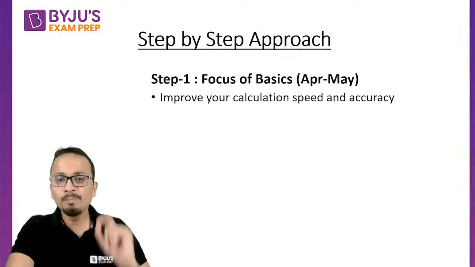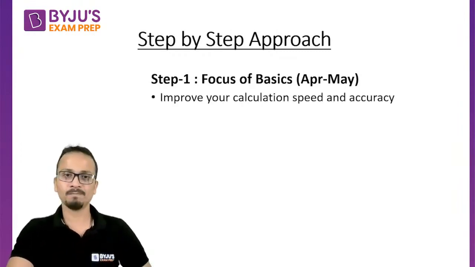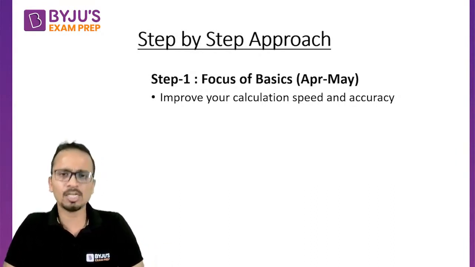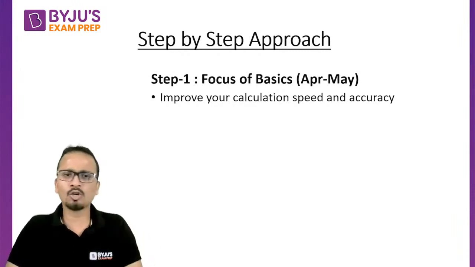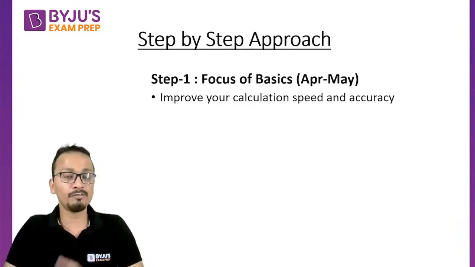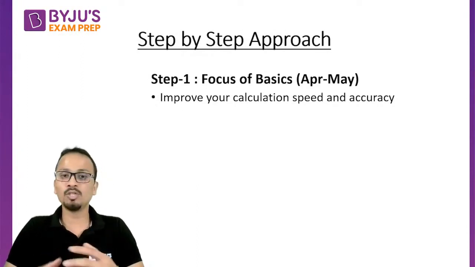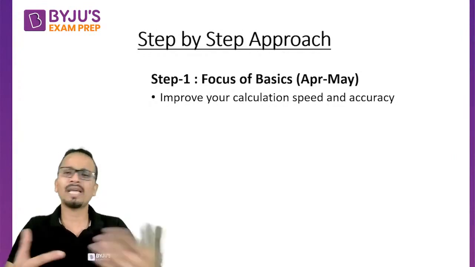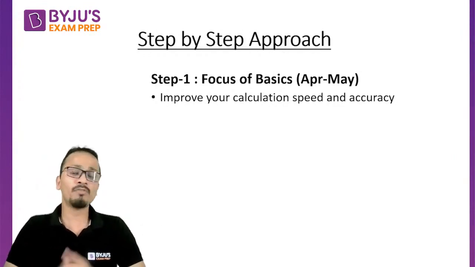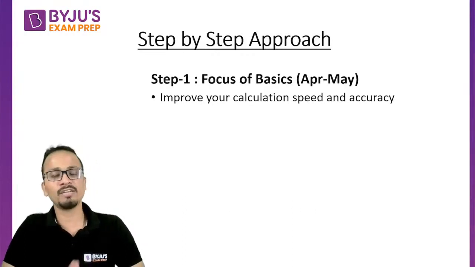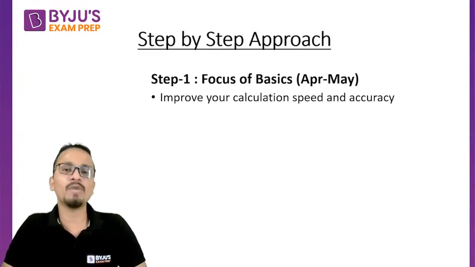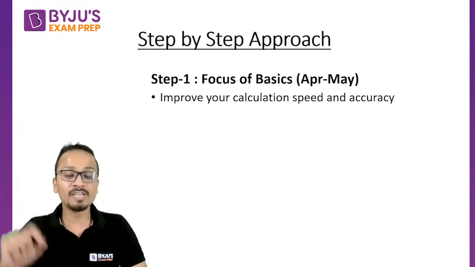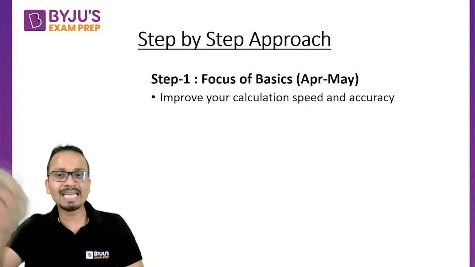Point number one: improve your calculation speed and accuracy. This exam is about data interpretation as well. If your calculations are not up to the mark, if you are not able to multiply two numbers very quickly, any two-digit or single-digit numbers, or perform percentage calculations in a faster way, then you'll end up wasting time. Yes, a calculator is given to us, but it takes time, my dear friends. It takes time to open the calculator and click, click, click.